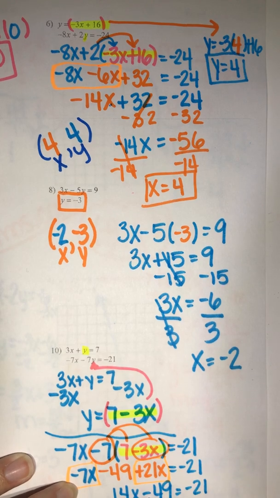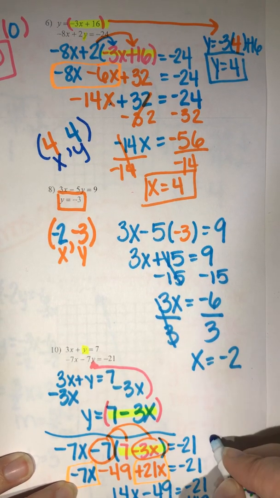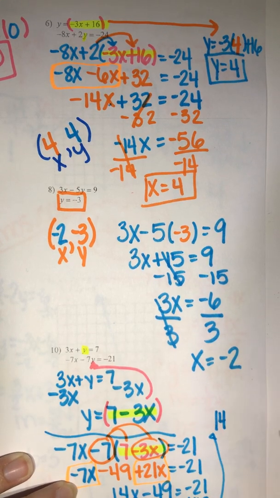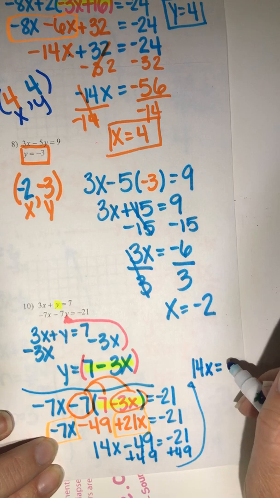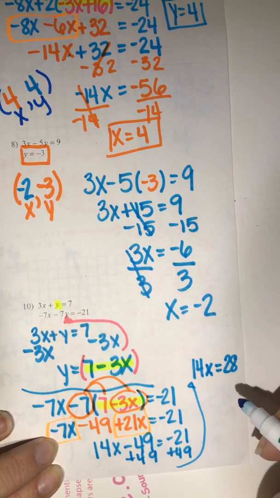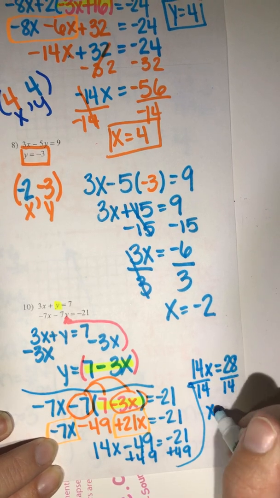So then I'm going to add 49 to both sides. I ran out of room, so I'm going to come up here. 14x is equal to 28. And when I divide by 14 on both sides, x is equal to 2.